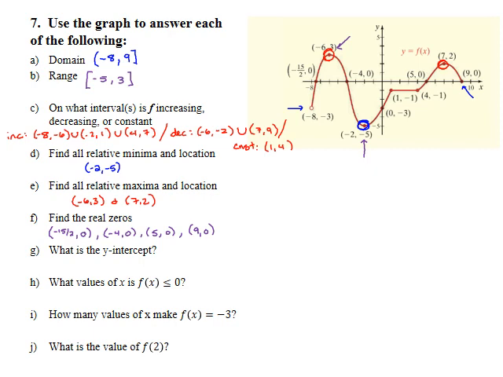All right, part G says what is the y-intercept? So they should only have one of these. It only crosses the y-axis once, and you can find that at the point 0, -3.